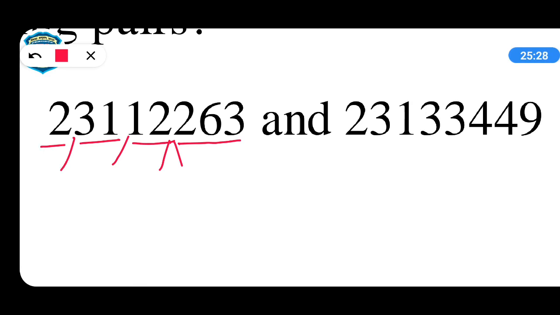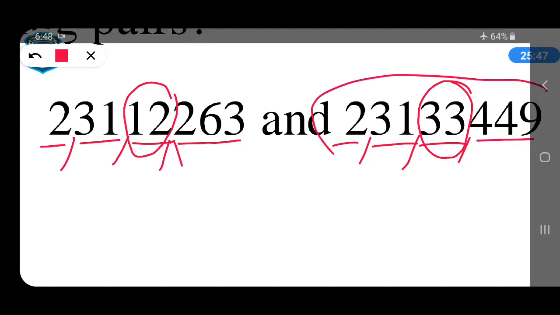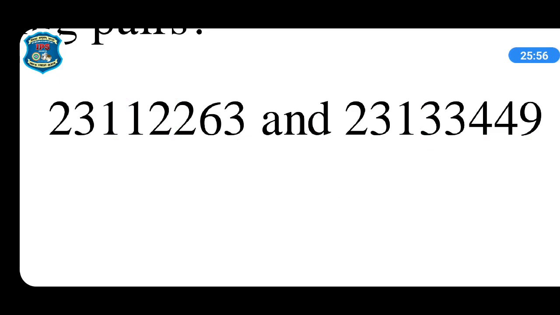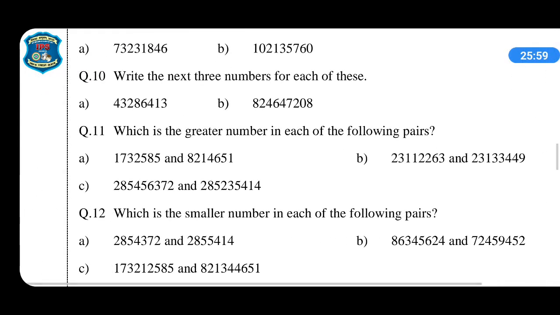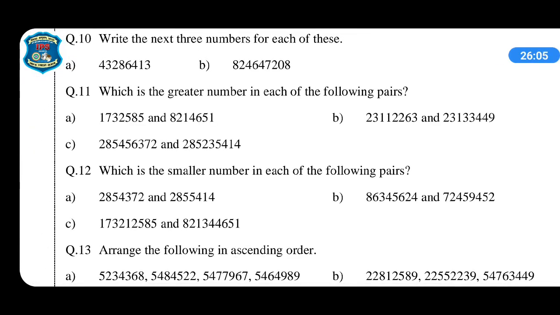It is 2 crore 31 lakh, and see the next, this number is also 2 crore 31 lakh. Now it is 12,000. It is 33,000, right? So which is greater? This number is greater. So put the comma, then read the number, then compare. You will get which is greater and which is smaller. So in this way you have to do question number 11 and find which is greater in the given two numbers.